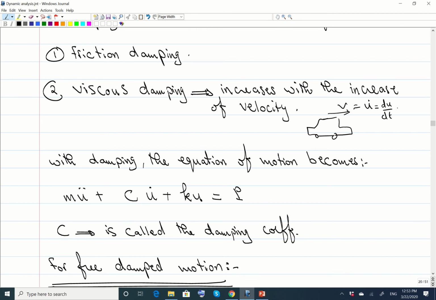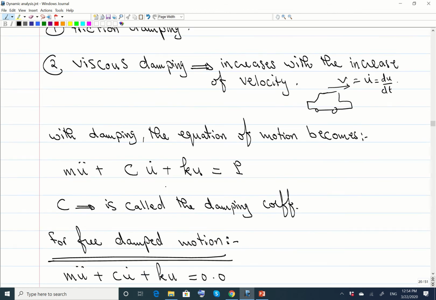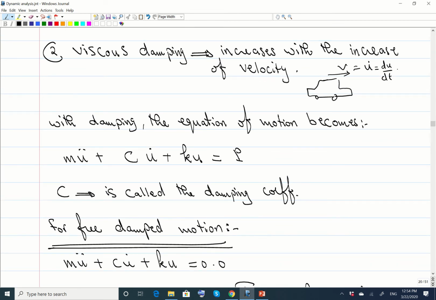So now we need to change our equation of motion a little bit. Initially we had m u double dot plus k u equal p. That's the equation that we had, but this didn't include any damping force. Now we need to add this damping force, c u dot. So now m u double dot plus c u dot plus k u is equal to 0. This force is resisting the motion, and it's a function of the velocity. And c is called the damping coefficient.